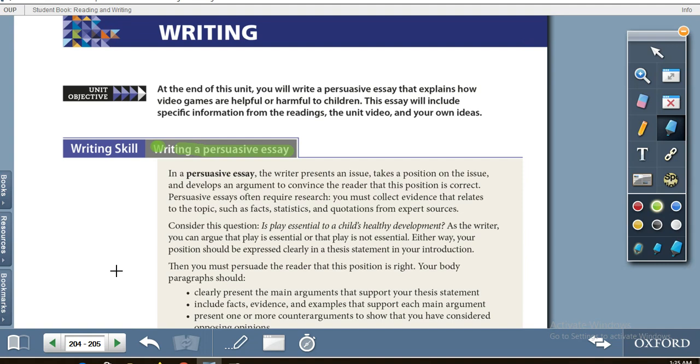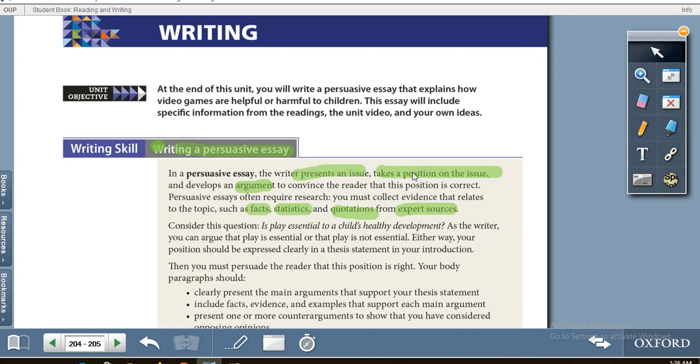So this essay is not a simple essay, but a research-based or reference-based essay. The writer presents an issue, takes a position on this issue, and develops an argument to convince the reader. He also proves his argument or thesis statement by facts, statistics, and quotations from expert sources, from references. The writer doesn't simply write a story or describe something, but writes facts, figures, and statistics and proves his thesis statement through research.